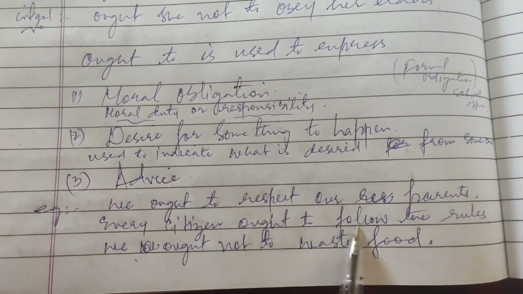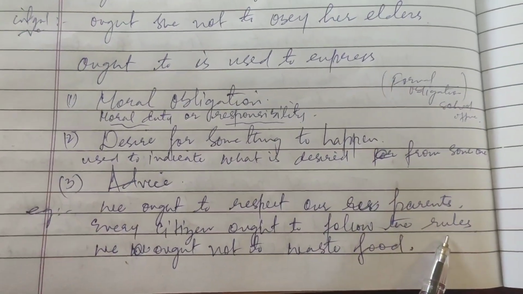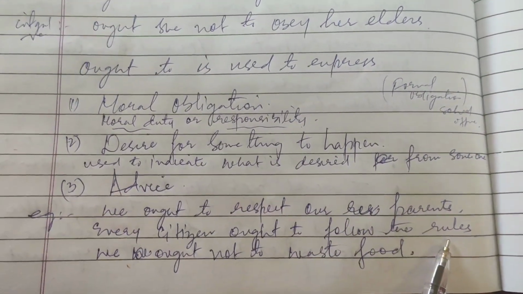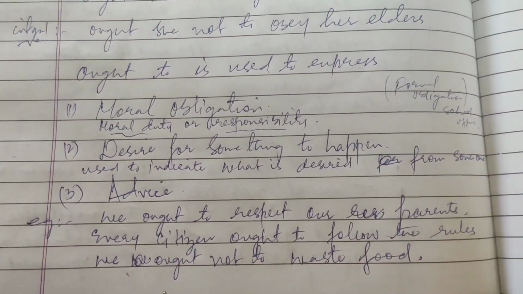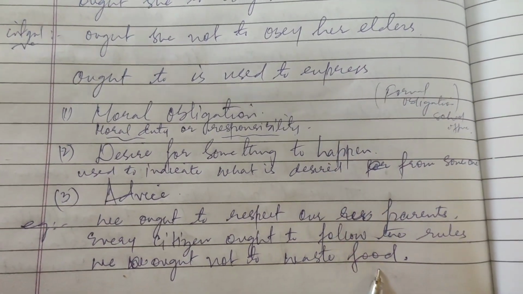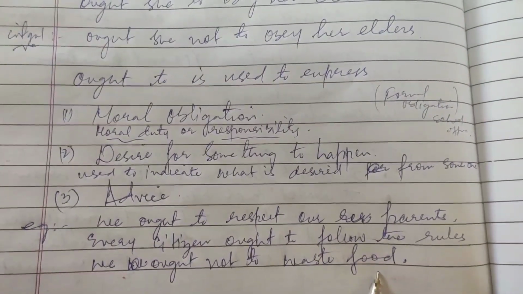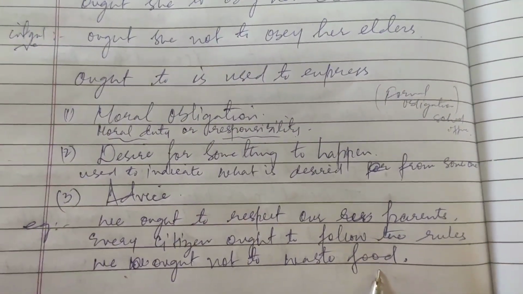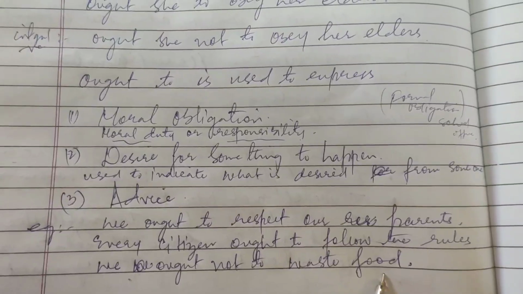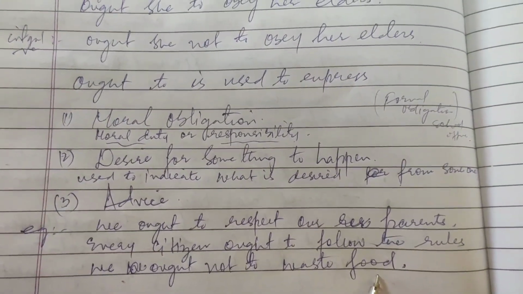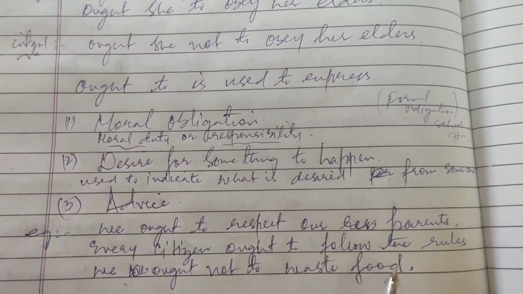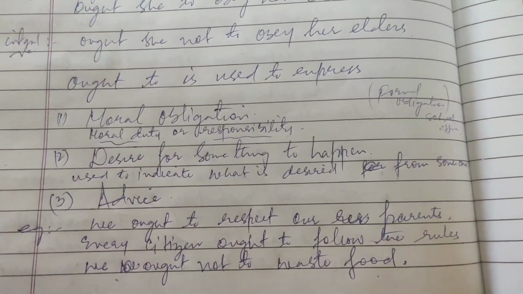Every citizen ought to follow the rules. This is also a moral obligation. We have to follow the rules. So every citizen ought to follow the rules. Another one is we ought not to waste food. This is also a formal obligation, moral duty or responsibility. So here there's a use of ought to. So we can say that ought to is used to express moral obligation. Moral obligations include moral duties and moral responsibilities.